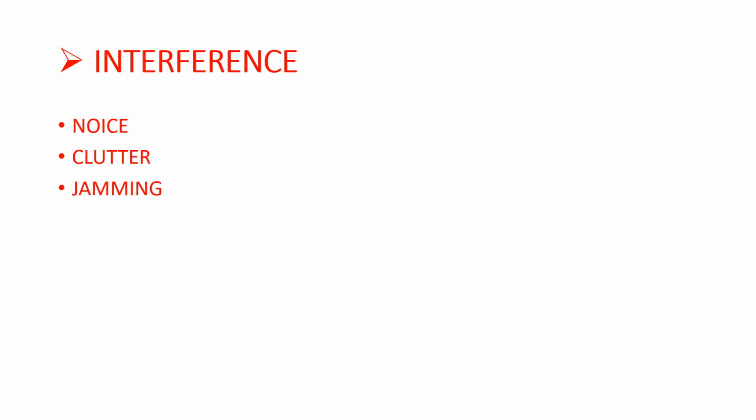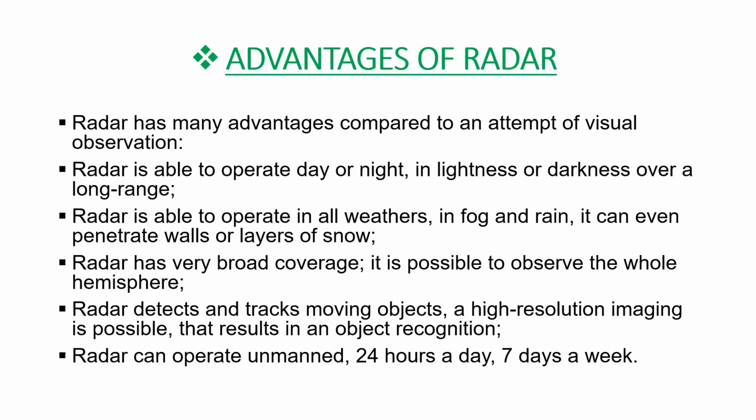What are the interferences for the radar? So noise, which is the random unwanted signal from the radar system or environment, reducing the signal clarity. Then there are the clutters, which are the unwanted echoes from non-target objects like terrain or weather, managed using Doppler filtering and clutter rejection techniques. The third one is jamming, which is deliberate interference to disrupt the radar detection, countered with frequency hopping and anti-jamming methods.